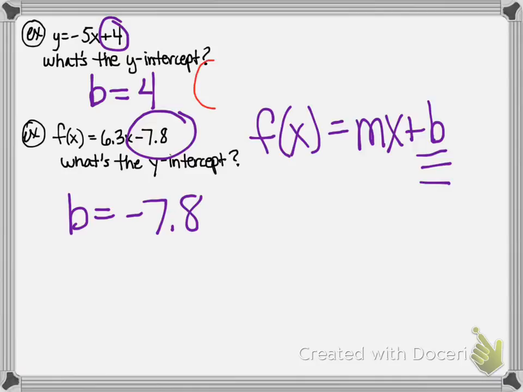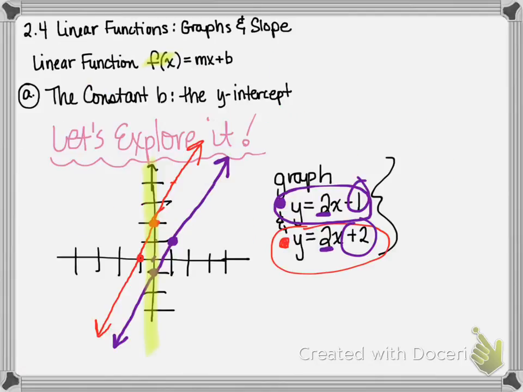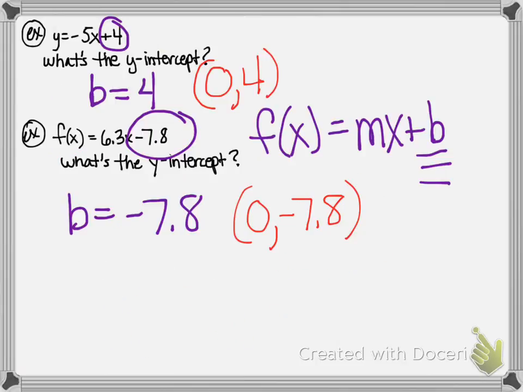So if we're talking about the point, we would say it's the point 0, 4, or the point 0, negative 7.8. If we look back here on the one that we graphed, you can see it's the point 0, 2, or the point 0, negative 1, the coordinates. So we can write it in coordinate form or say that b, the y-intercept, equals 4.